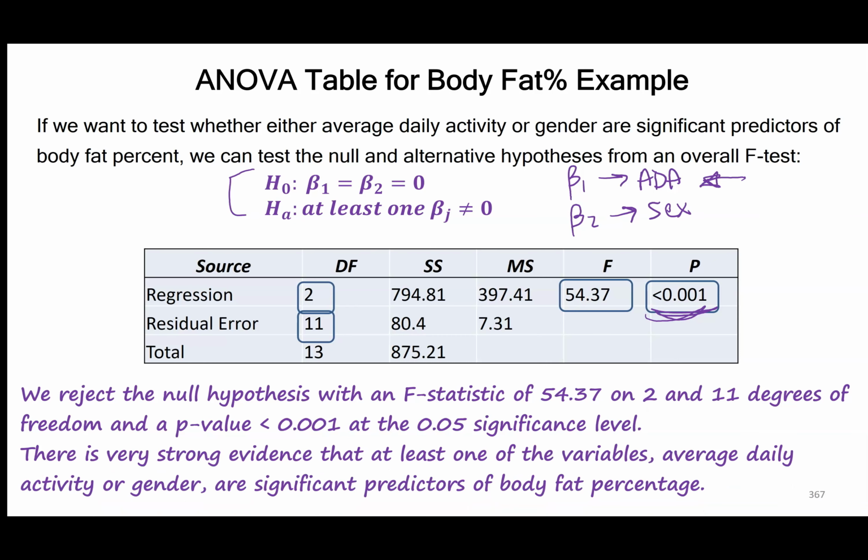So then we have to translate. We have very strong evidence that at least one of the variables, average daily activity or sex. Sorry, sex and gender are different. Invite y'all to look it up. Are significant predictors of body fat percentage. So we have very strong evidence at least one of those two variables is useful in predicting that response variable.